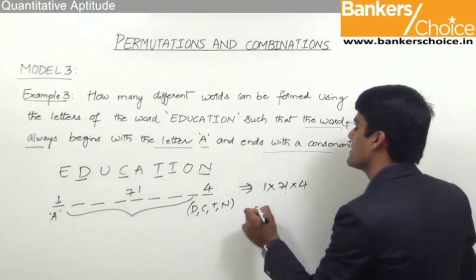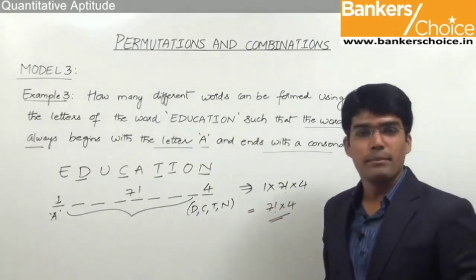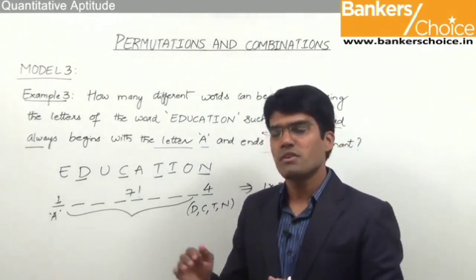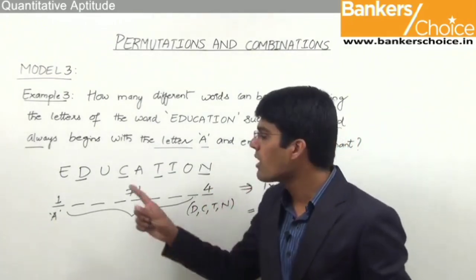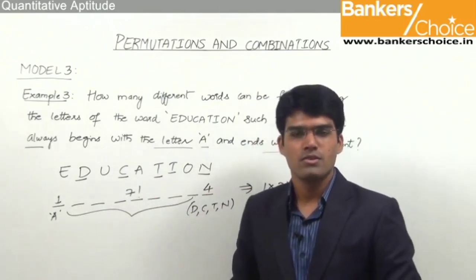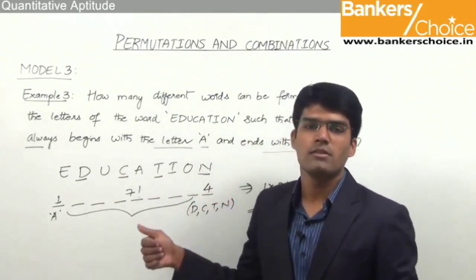That is nothing but 7 factorial into 4. So from this example and the previous 2 examples, we can very clearly understand that for solving questions based on conditions, we first need to work on the conditions and then the remaining positions can be filled in a general manner. So always try to satisfy the conditions first as given in the question and then go for the remaining positions.